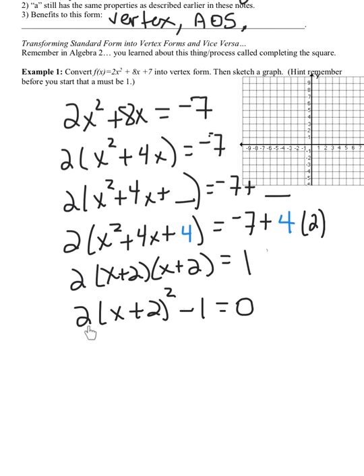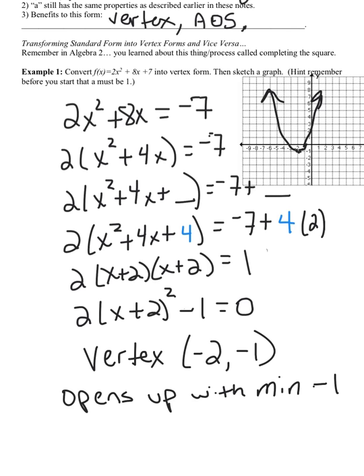I have my a, I have my h, and I have my k. So my vertex is going to be -2, -1, because remember, it's inside the parentheses, so when I pull it out of there, I've got to change the sign. Okay, so my vertex is -2, -1, and it opens up with a minimum of -1. So my domain, of course, is all real numbers, and my range would be -1 to infinity.